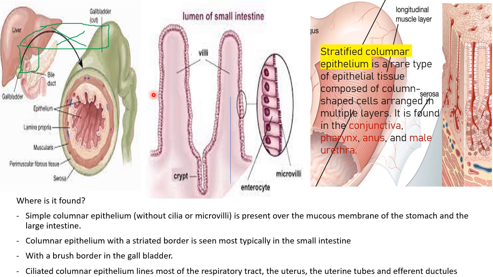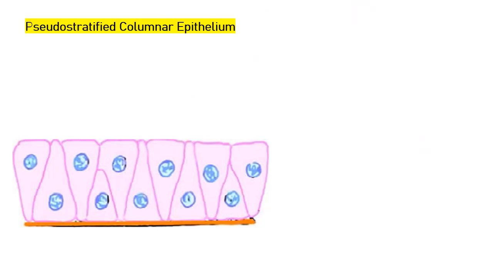Then we have another one. Since we're talking about simple columnar epithelium, we have stratified columnar epithelium, meaning there is more than one layer of columnar epithelium, and it is very rare. It is found in areas such as the conjunctiva in the eye, the pharynx, the anus, and the male urethra. Okay, let's proceed.